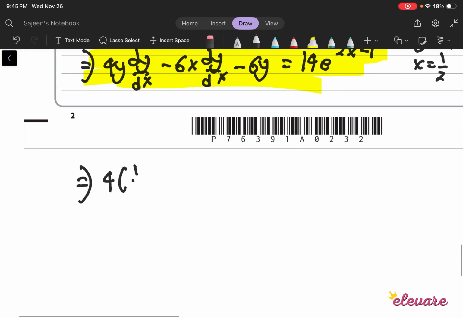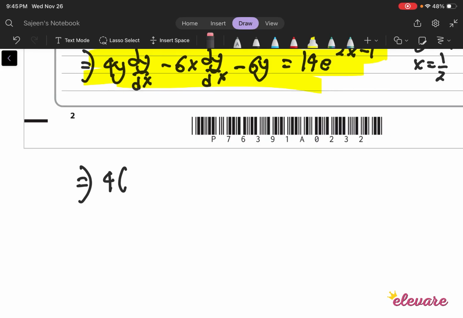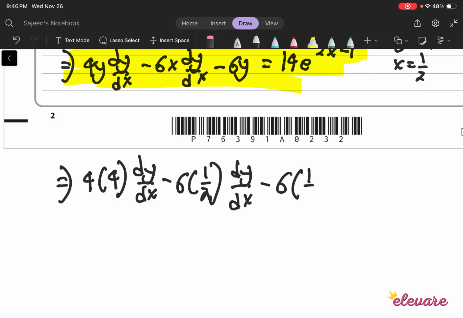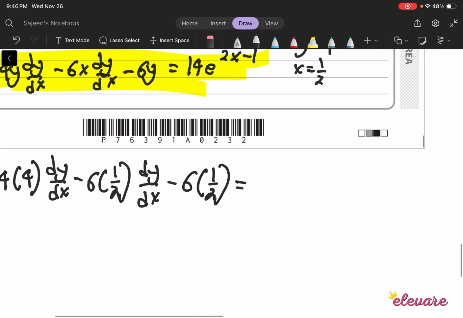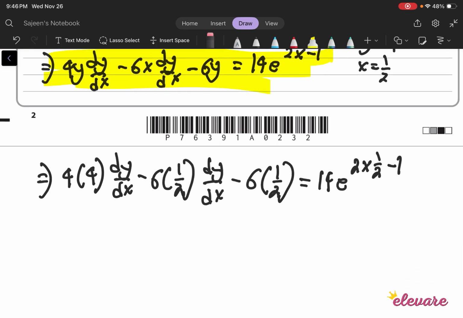4 into 4 dy/dx minus 6 into half, which is just 3, minus 6 into half dy/dx minus 6 into half is equals to 14 e to the power 2 into half minus 1. Okay. Sorry, this is just gonna be 6 into 4, right?